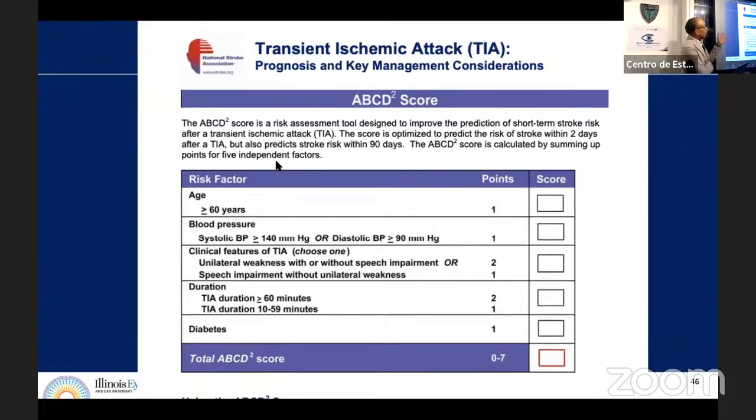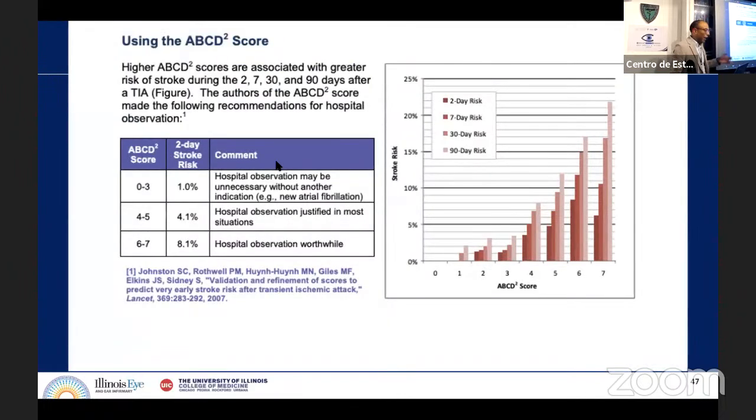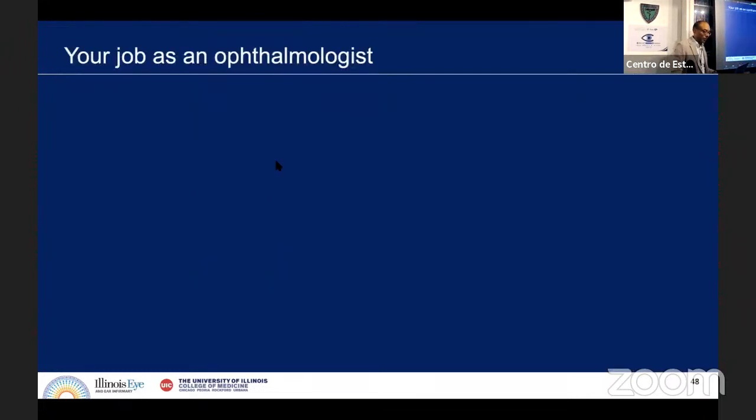I like to use this score. It's called the ABCD score. It helps you to calculate the risk. It's not perfect because it wasn't designed for transient eye stroke symptoms, but it does help you understand what is the risk of a patient having a stroke and how emergent you should be. So you add up age, blood pressure, clinical features, duration, and diabetes. And here it can tell you then what is the risk within 2 days of having a stroke and whether this patient should go to the emergency room right now, or can this be done on an outpatient basis.